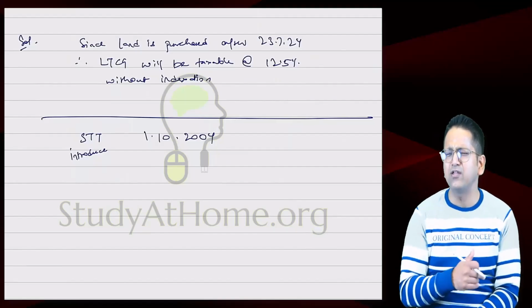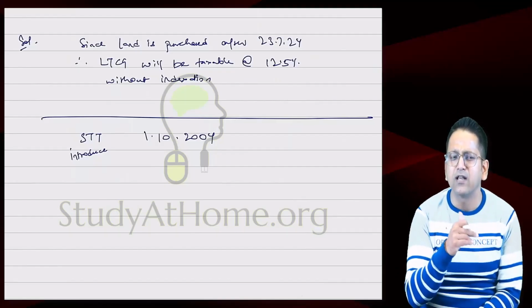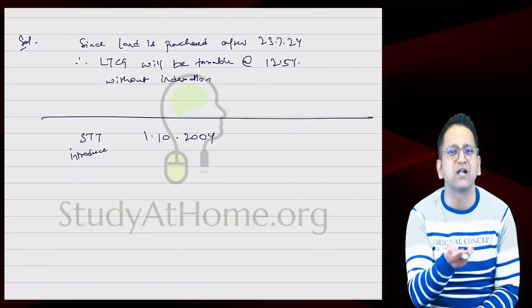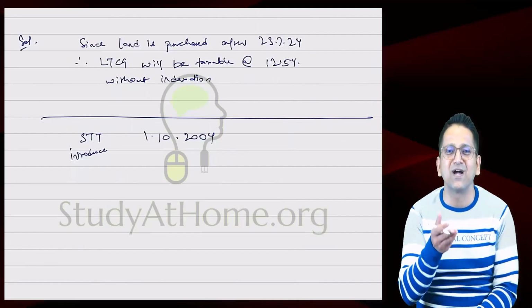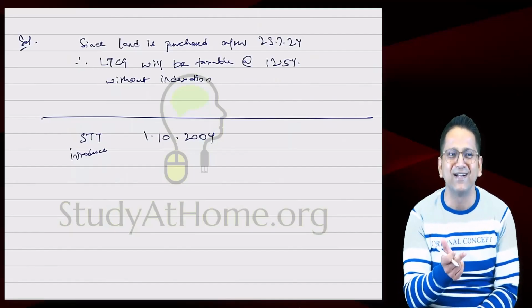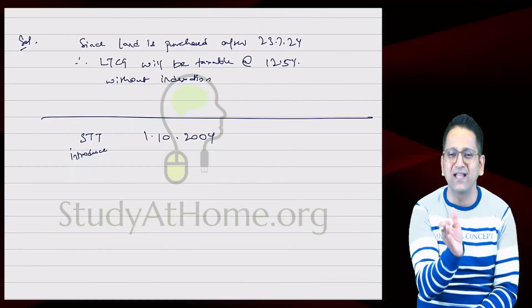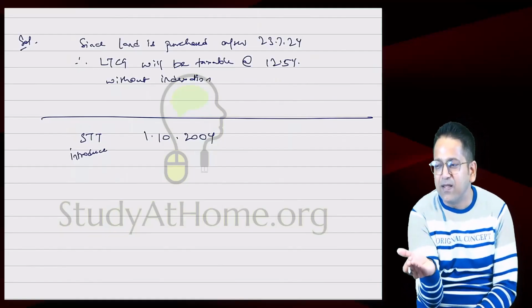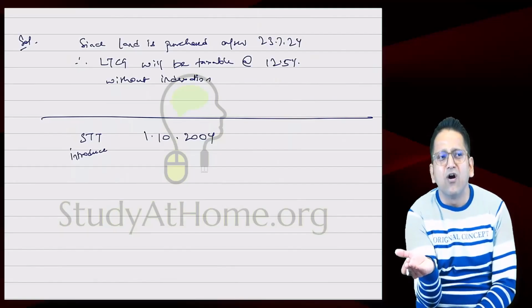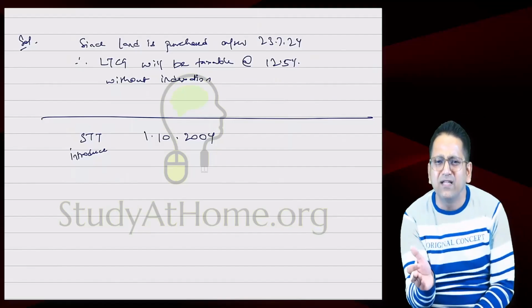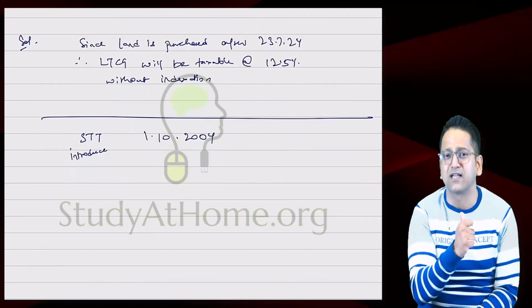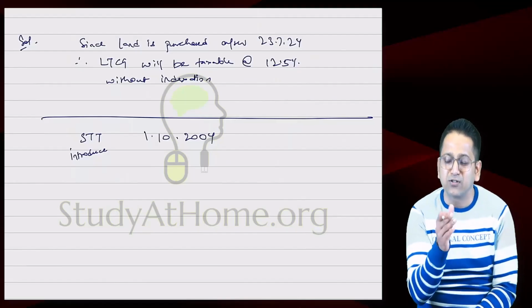Okay, if we won't get it, then how much tax will be levied? Even then, the tax will be only 12.5%, because now there is only one tax rate. Earlier it was 10% in 112A, and in 112 it was 20%. Now in both 112A and 112, the tax rate is 12.5%.